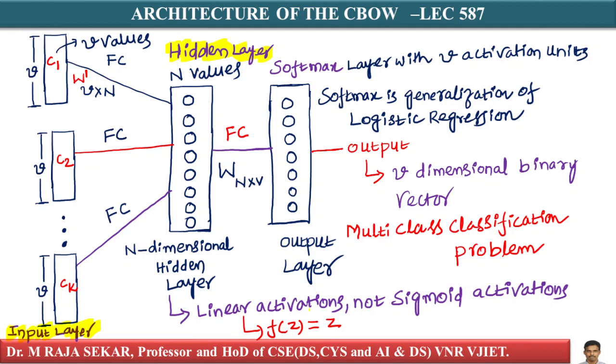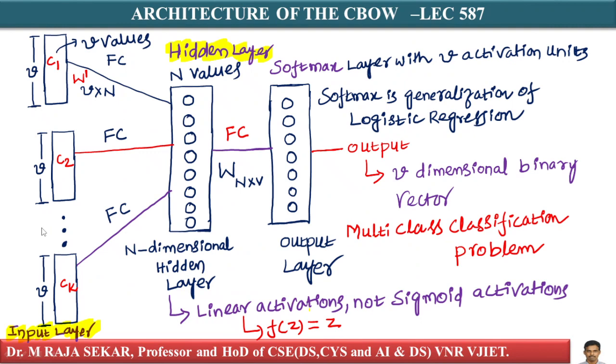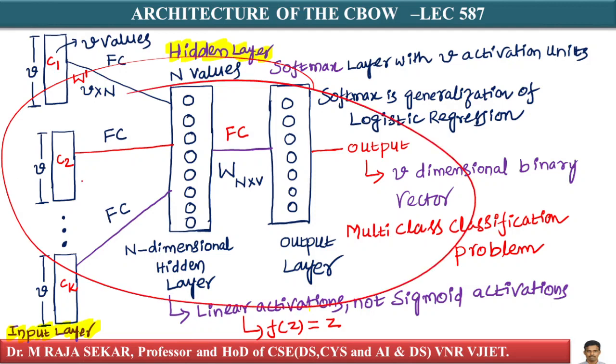In CBOW, in n-dimensional hidden layers, you have linear activation units. In the case of SKIPGRAM, just see, these connections are small compared to this one. Just see, this is about CBOW. This is CBOW architecture. This entire diagram is CBOW.